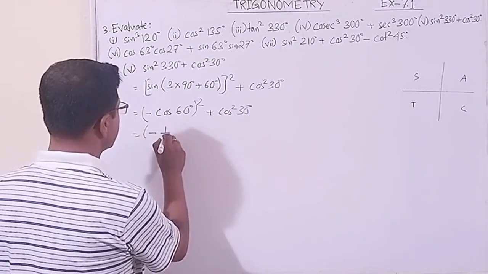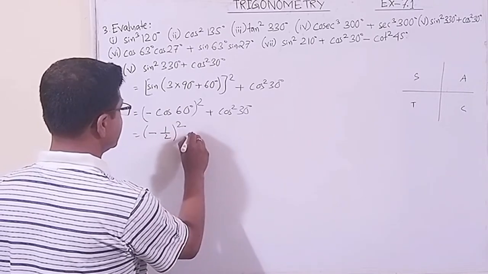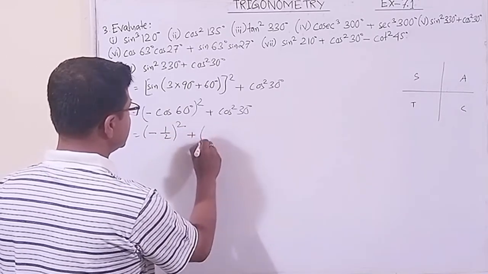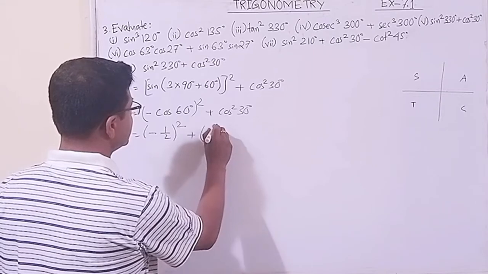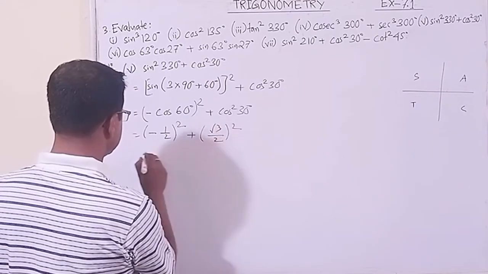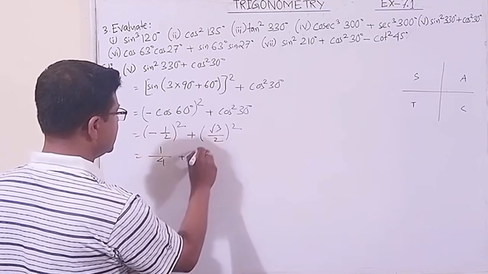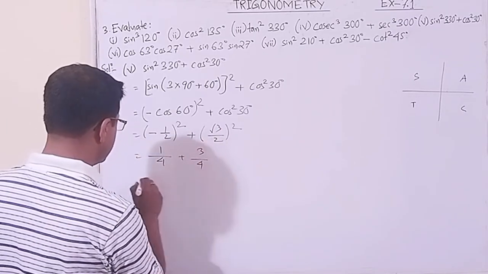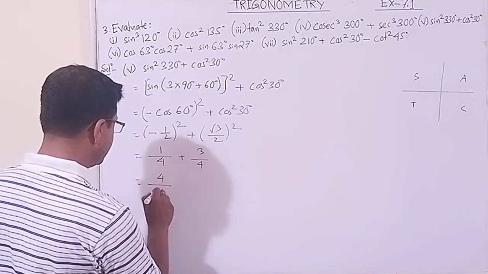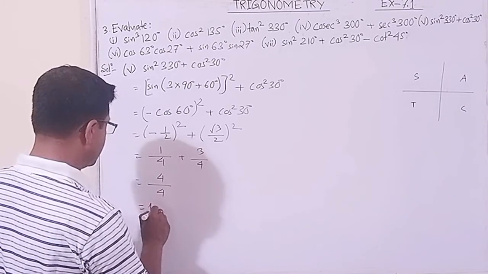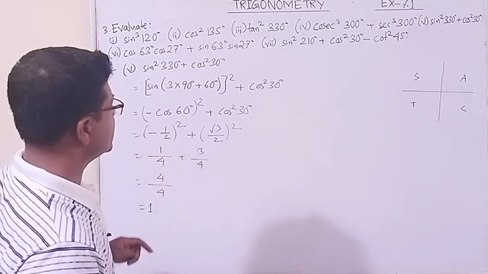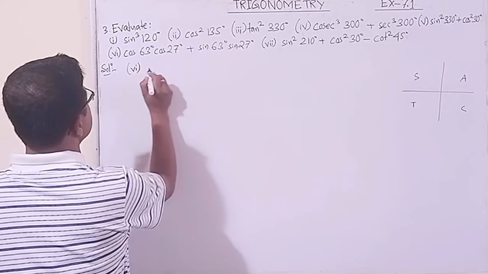Cos 60 is half, its square. Cos 30 is root 3 by 2, its square, so it is 1 by 4 plus root 3 square is 3 by 4. 1 plus 3, 4 by 4. Answer is 1. So number 5 is also done. Now let us do number 6.